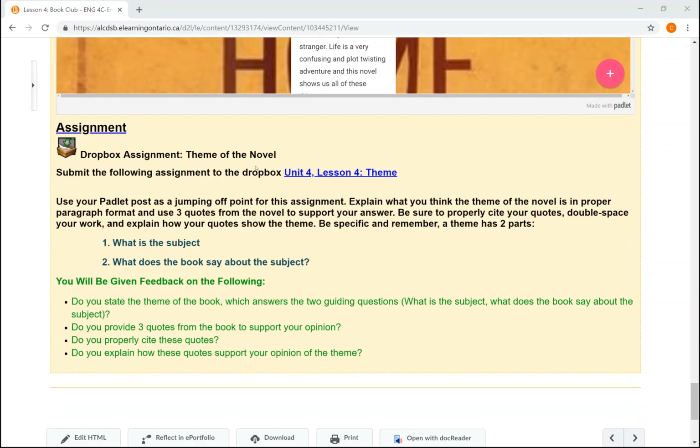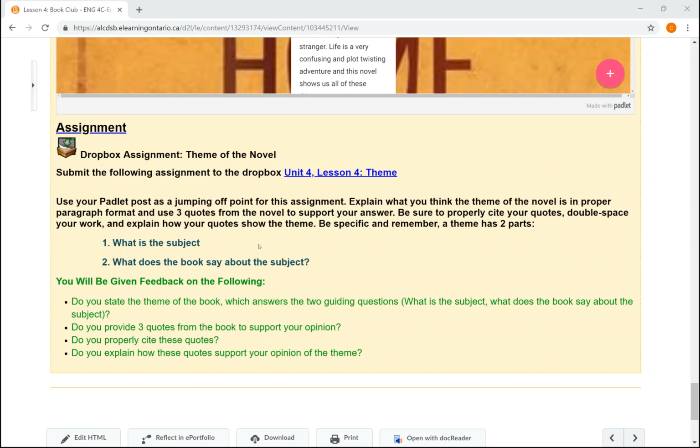Your assignment, theme of the novel. Using your Padlet post as a jumping off point for this assignment, explain what you think the theme of the novel is in proper paragraph format, and use 3 quotes from the novel to support your answer. Be sure to properly cite your quotes, double space your work, and explain how your quotes show the theme. Be specific, and remember, a theme has 2 parts. 1, what is the subject? 2, what does the book say about the subject?